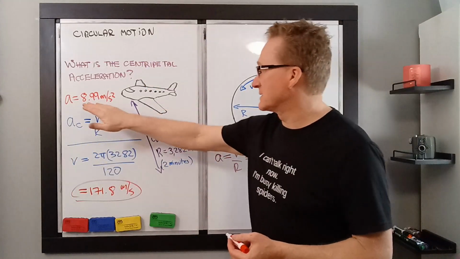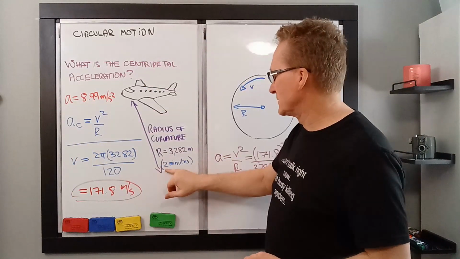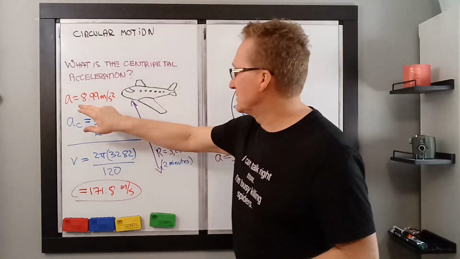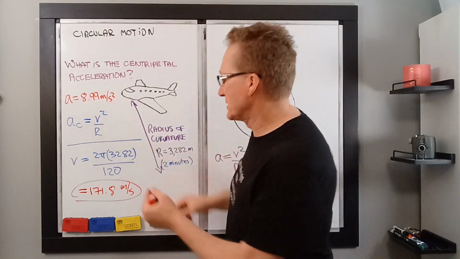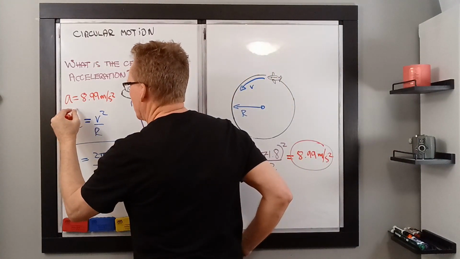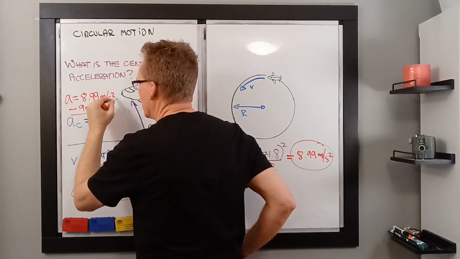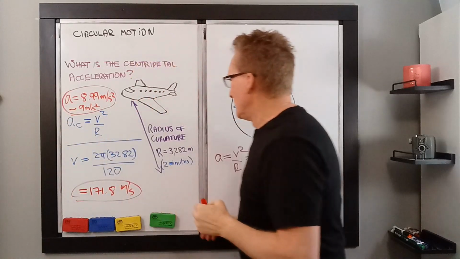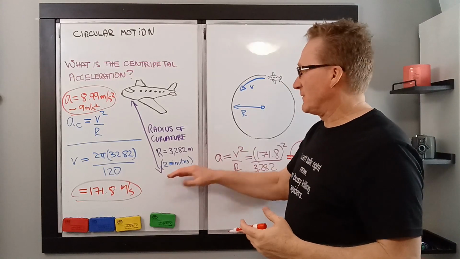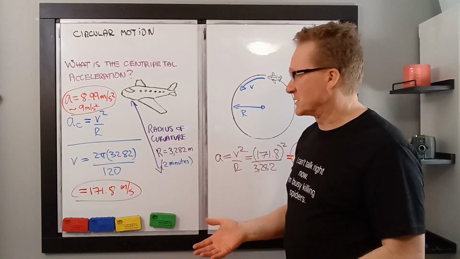If we wanted to take this to one significant figure, assuming this is one significant figure, that would just be 9 meters per second squared. So that could be approximately 9 meters per second squared if we wanted to, which is pretty close to the acceleration of gravity. Gravity is 9.8 meters per second squared downward.